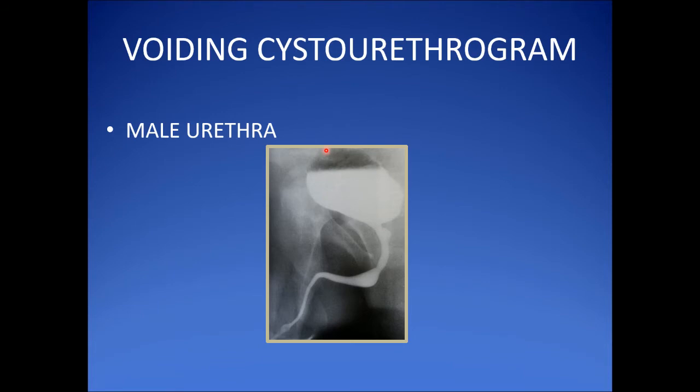In voiding cystourethrogram, we let the patient void and take images. While the patient is voiding, we have to take the images. So here is a very nice example of a normal urethra of a male patient. You can actually identify the different segments of the urethra. No abnormal narrowings, no abnormal filling defects.